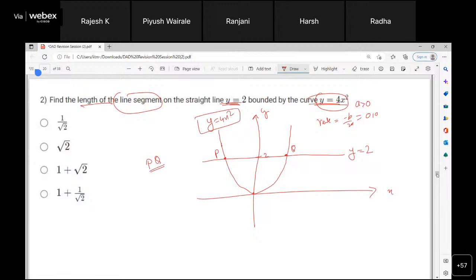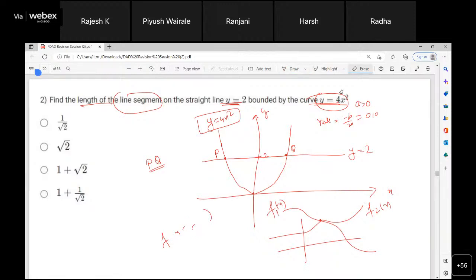And how to find the coordinates of the intersection point? Just put the value of y, 2, in y equals 4x square. Instead of y, say 2 is equal to 4x square and solve for x. Say for example, this is some random curve f1 of x and this is some random curve f2 of x. If you need to find the intersection of these curves, you can simply equate them, and whatever value of x satisfies the equation will be the intersection point. The same thing we can do here.